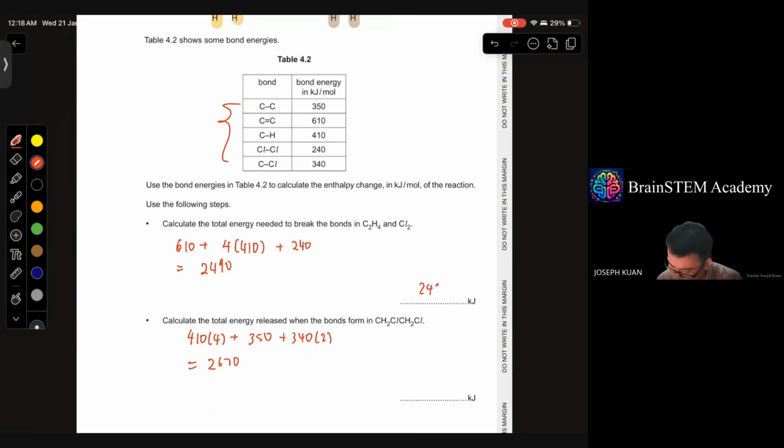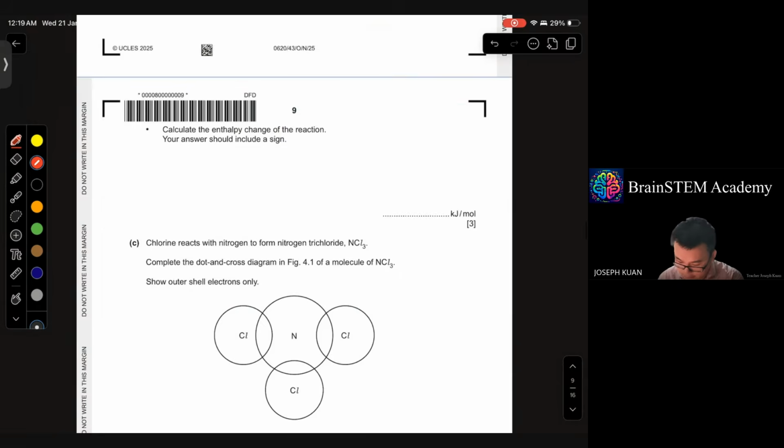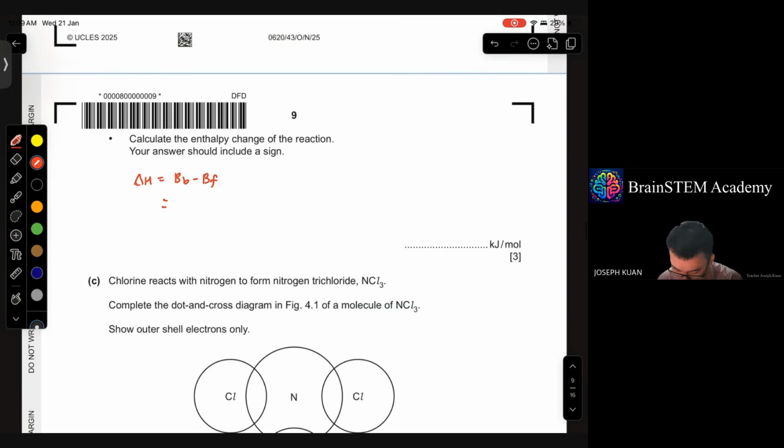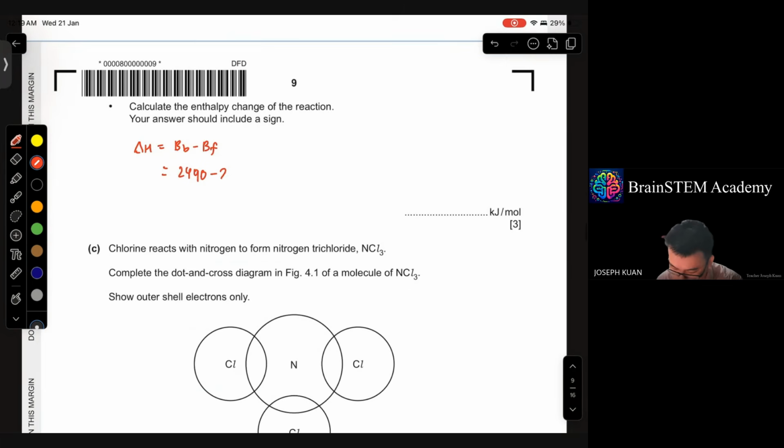So 2490 and 2670. Then to find the enthalpy change, we just use the formula: bond breaking minus bond formation. So using our previous answers, 2490 minus 2670 should give us negative 180.